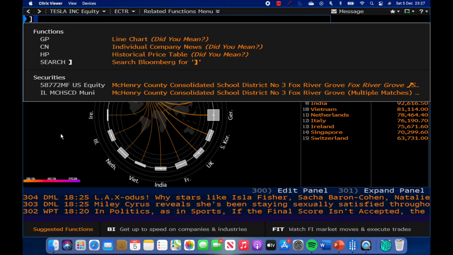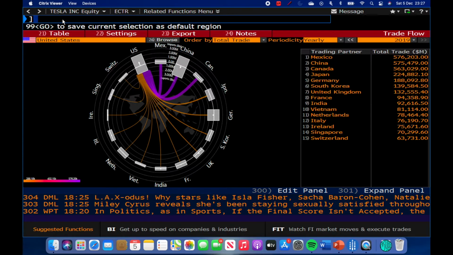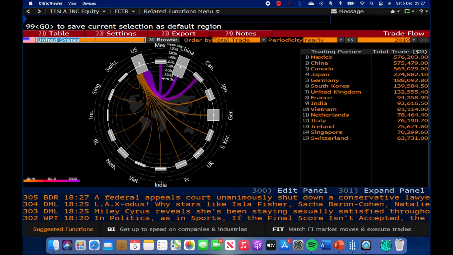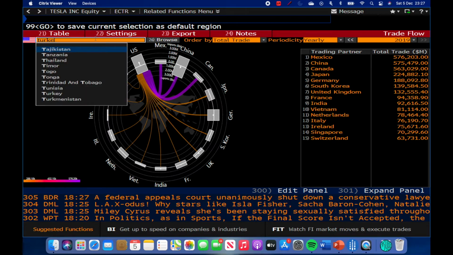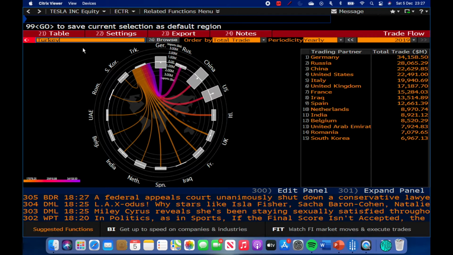Here we see the United States is selected, but we are interested in Turkey, so we type in Turkey and select it here. It is currently ordered by total trade, which is fine. It's exactly what we want.